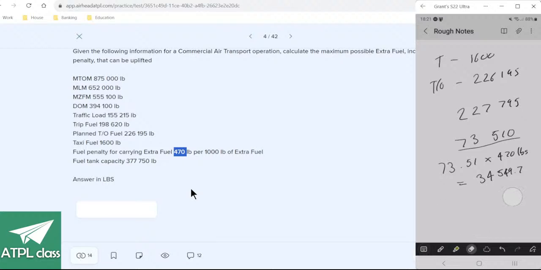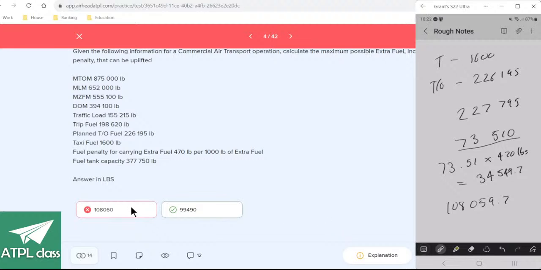I'm going to combine the numbers and add 73,510 with 34,549 to get 108,059.7. See how this goes, but I'm not too sure. We'll look at the description, the explanation. 108,059, let's call it 60, and submit the answer. Wow, okay, not too far off.